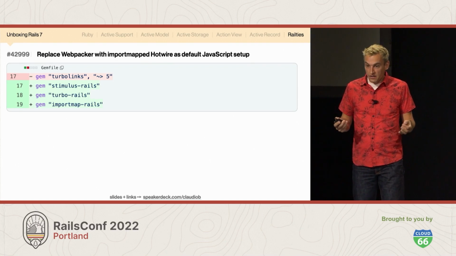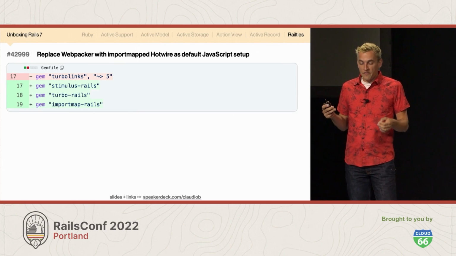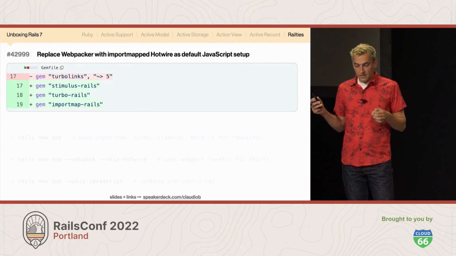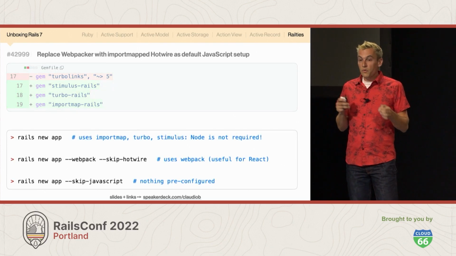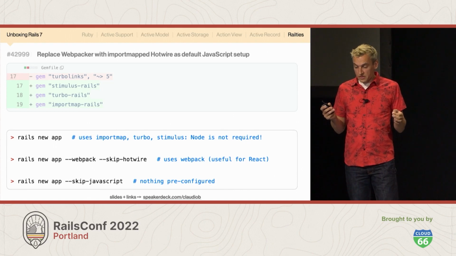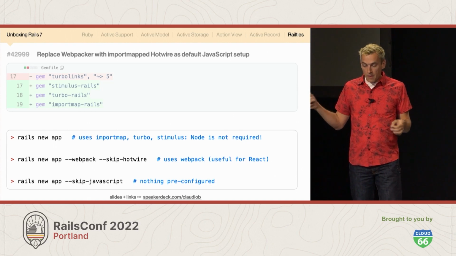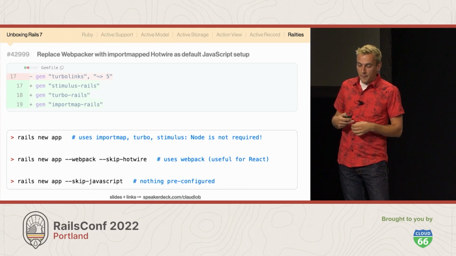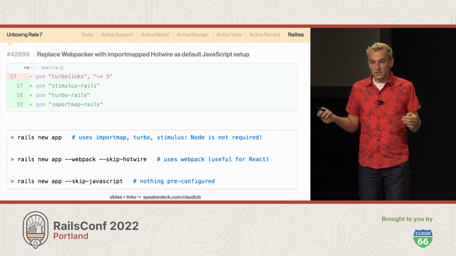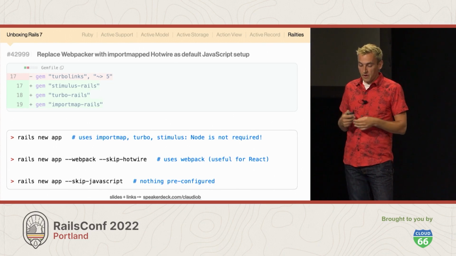So you don't need Yarn. There's no bundle. You don't need Node.js. And so Rails 7 is making this the default. If you do rails new app with no options, it's going to use import maps, Turbo, and Stimulus, and Node.js is not required. There's no bundling step at all.